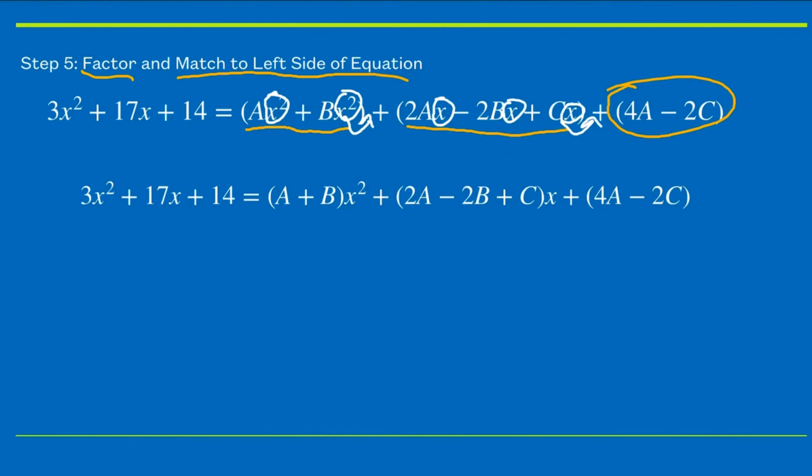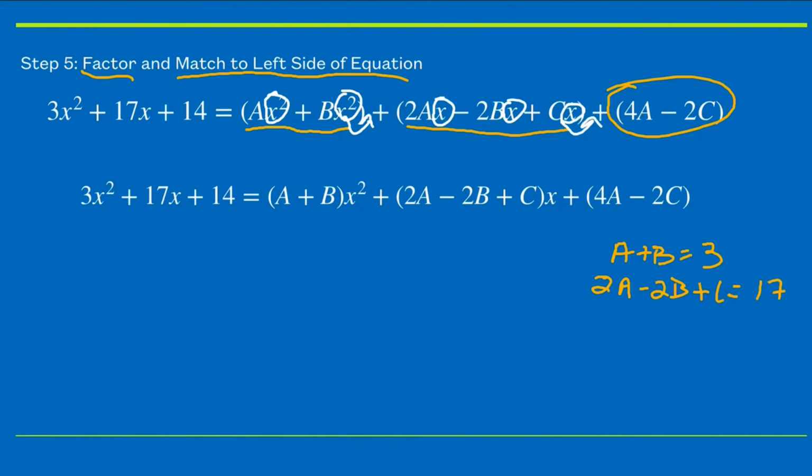We're going to create a system of equations. So we're going to say that a plus b has got to be equal to 3. And then this coefficient here, 2a minus 2b plus c, for this x, has got to be equivalent to this 17. So I'm going to write it like that. We're going to say that 2a minus 2b plus c is equal to 17.